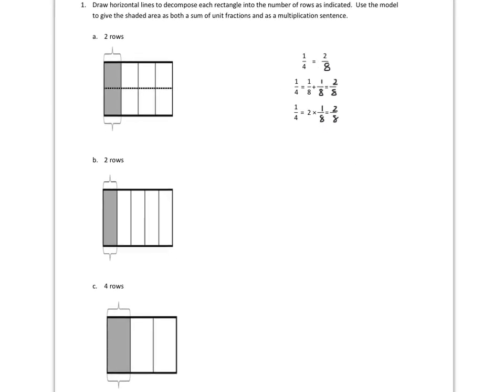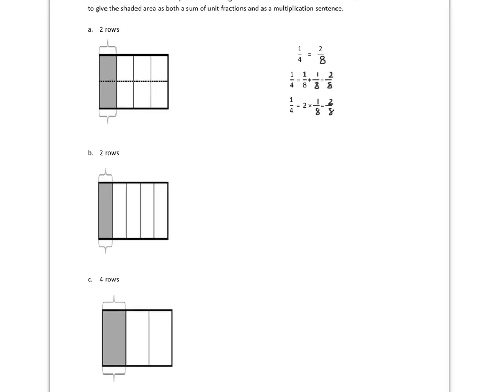You'll do that for B and C. Here are your hints. Here you're starting with 1, 2, 3, 4, 5. So you start with fifths, but by making one line, you will then have 2 rows, which turns those fifths into tenths.